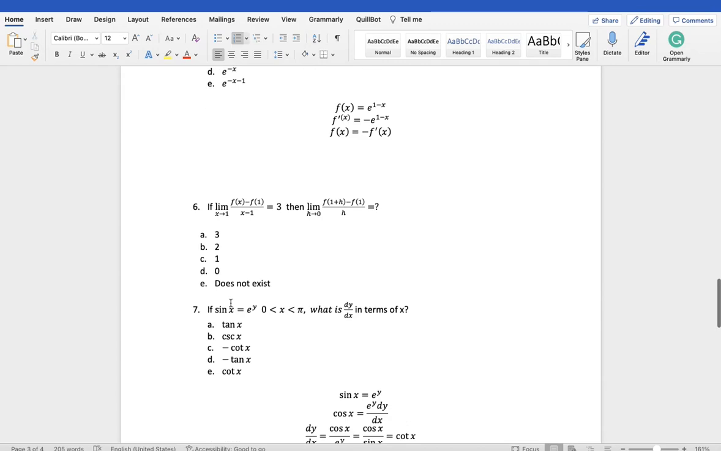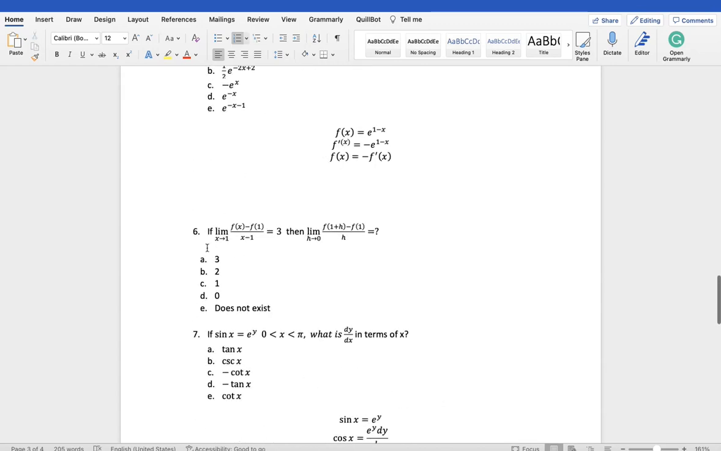For question 6, now you have the limit as x tends to 1 of f of x minus f of 1 over x minus 1, which they're telling you is equal to 3. And then they're asking you to evaluate this other limit here. For this first limit, if you substitute, you have f of 1 minus f of 1, which is 0, over 1 minus 1, which is 0. And what happens when you have 0 over 0 for a limit? L'Hopital's rule, exactly. So you apply L'Hopital's rule for this case.